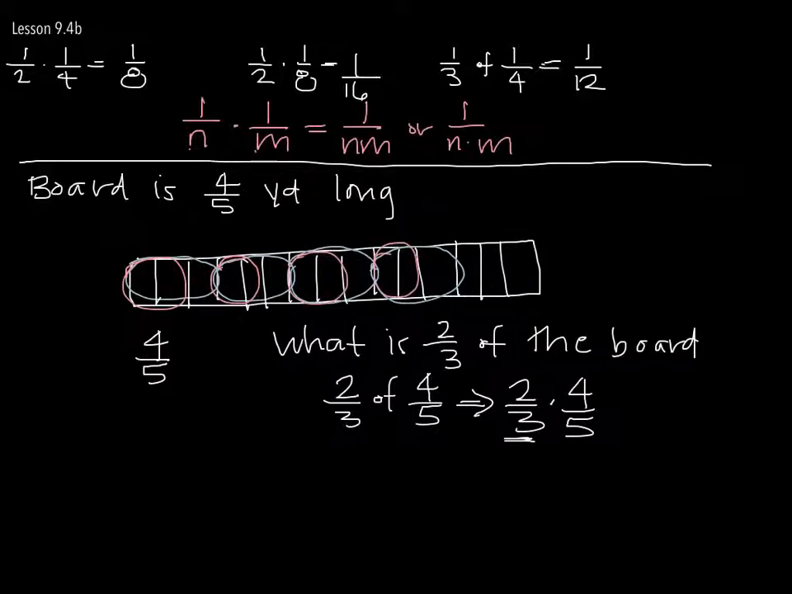Now, what do we have? Well, if we continue with this, we have 1, 2, 3, 4, 5, 6, 7, 8. We have 8, and how many total pieces do we have? 1, 2, 3, 4, 5, 6, 7, 8, 9, 10, 11, 12, 13, 14, 15. We have 8/15.